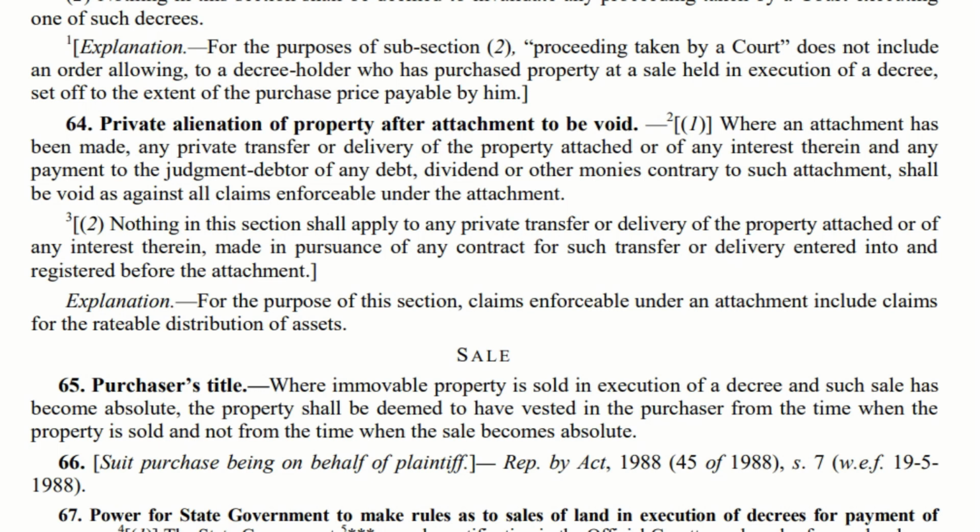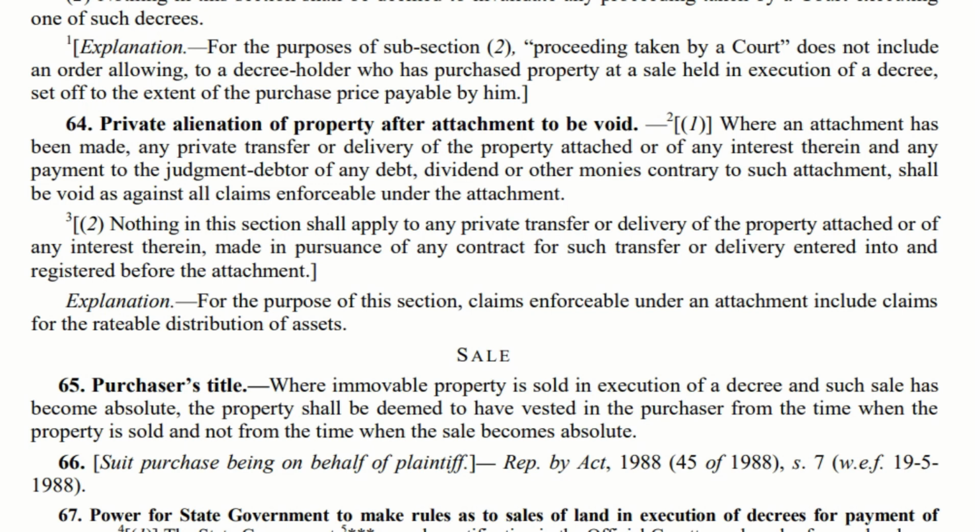So in that case, that kind of transfer or delivery of the property is absolutely invalid. That is subsection 1 under section 64. Let us move to subsection 2 under section 64.